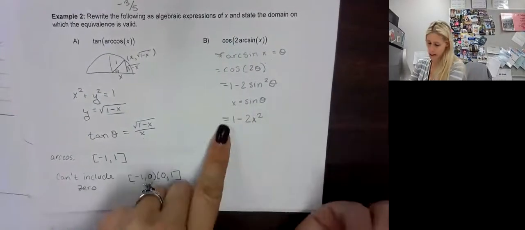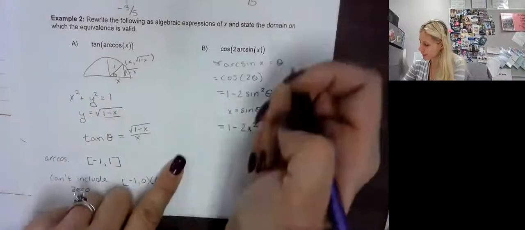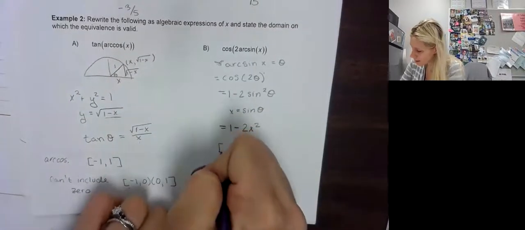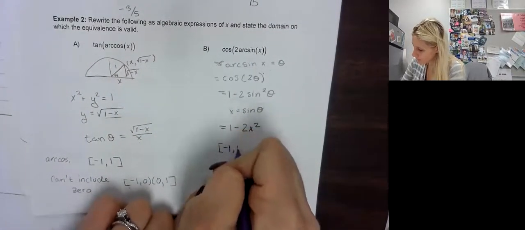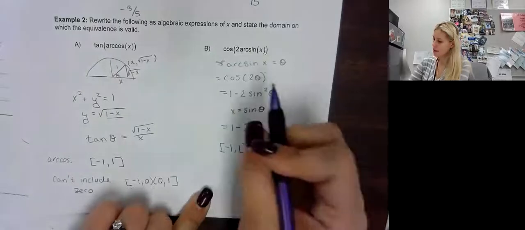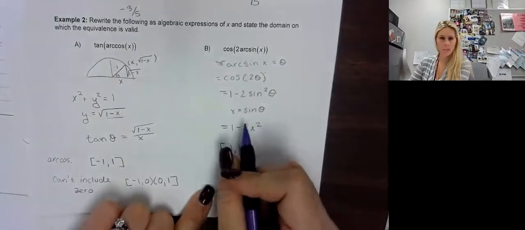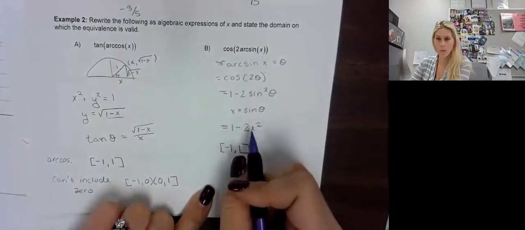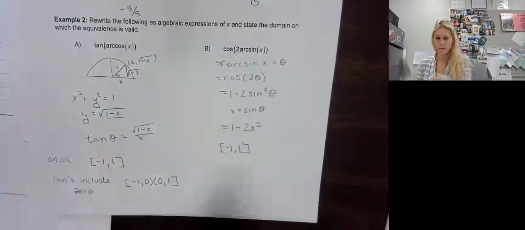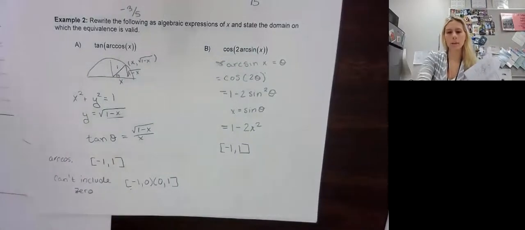And if I look at my restrictions, arc sine again, the domain goes from -1 to 1. And there's no extra things that we need to think of that don't work. And we're good. All right, let's try some of those for practice.